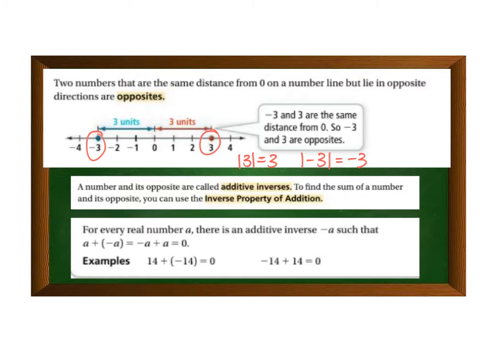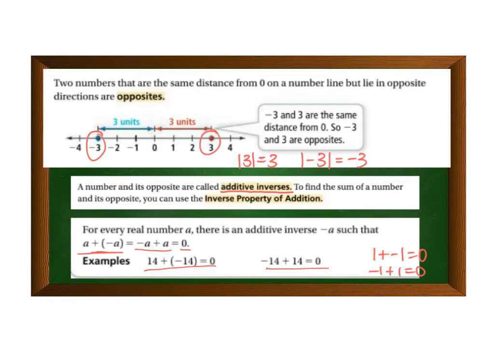A number and its opposite are called additive inverses. Why are they called additive inverses? Because if you add them together, they make 0. So look down here. A plus negative A equals negative A plus A equals 0, okay? So 14 plus negative 14 equals 0, negative 14 plus 14 equals 0. You could do 1 plus negative 1 equals 0, negative 1 plus 1 equals 0. Dude, there are so many possibilities, okay? So just keep that in mind.